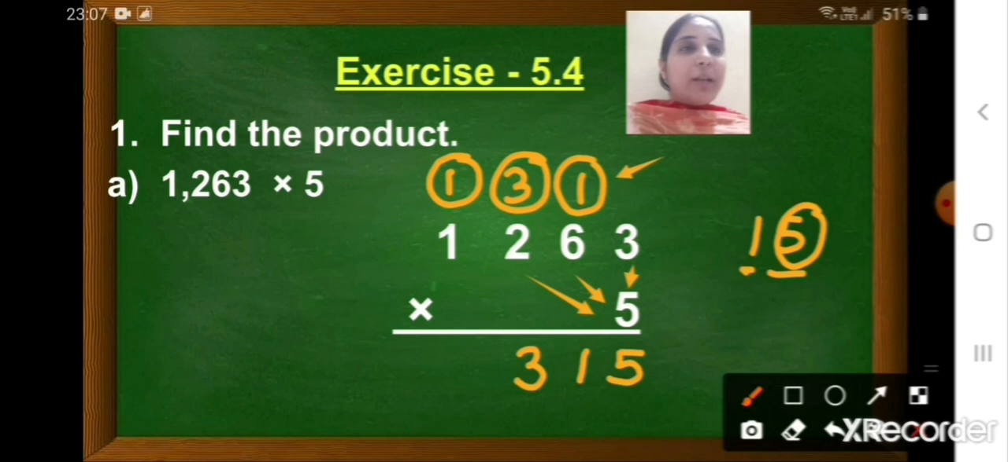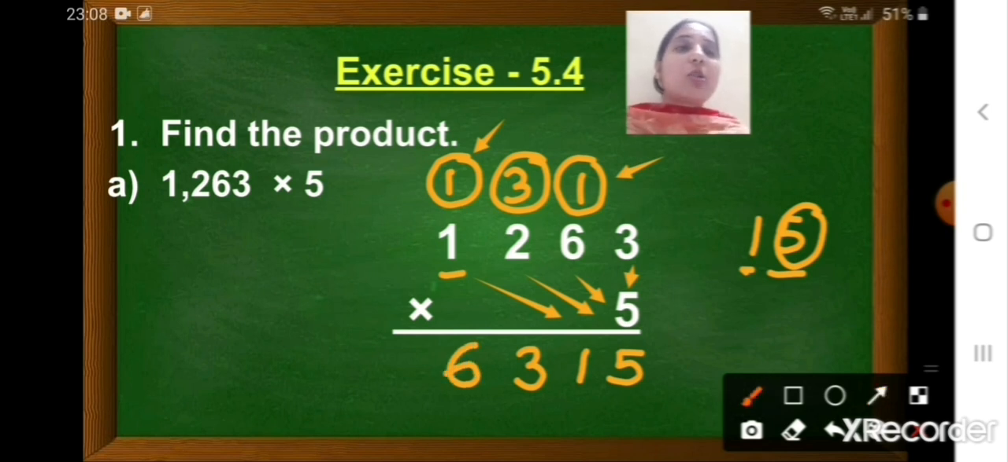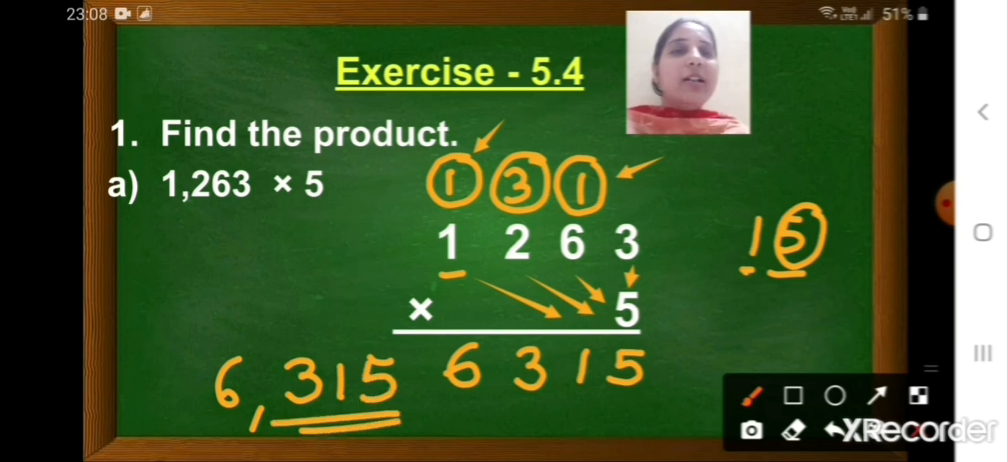Now, in the fourth step, we will multiply the digit which is at the thousands place. And what is the digit at the thousands place? 1. That we will multiply by number 5 here, which is the multiplier. So 1 5s are 5 or 5 1s are 5 plus this carried over digit, 1. What will we get, children? 6. So what is the product obtained here? It's 6315. That is our answer.